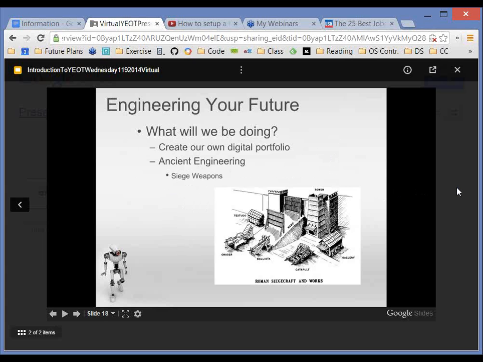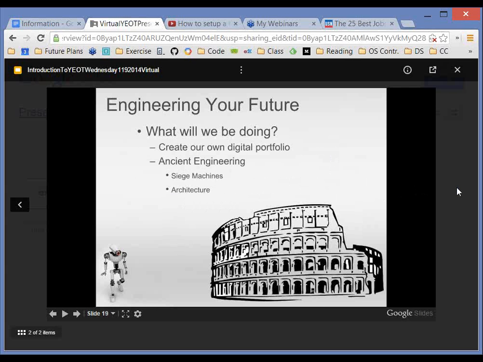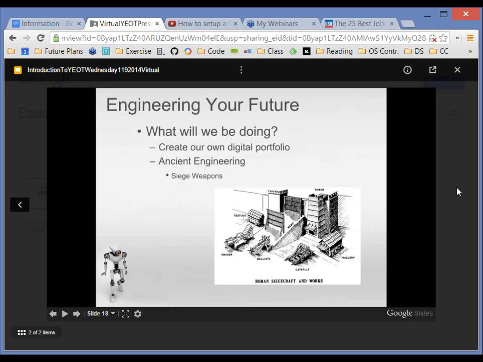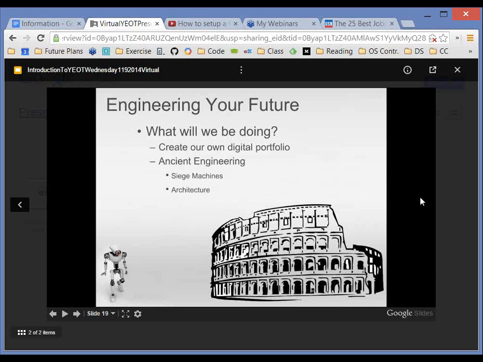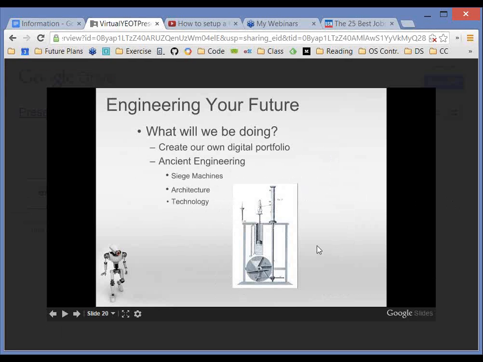Yep. Here's where we get to some new stuff. Did you see this last semester? Ancient engineering, siege weapons, architecture. Can't remember. Okay, this is the new stuff. So we're going to be doing some learning about ancient engineering, Roman siegecraft, onagers and trebuchets. We're going to learn about architecture, like what's in the Colosseum. Some technology. This looks like Archimedes' screw.